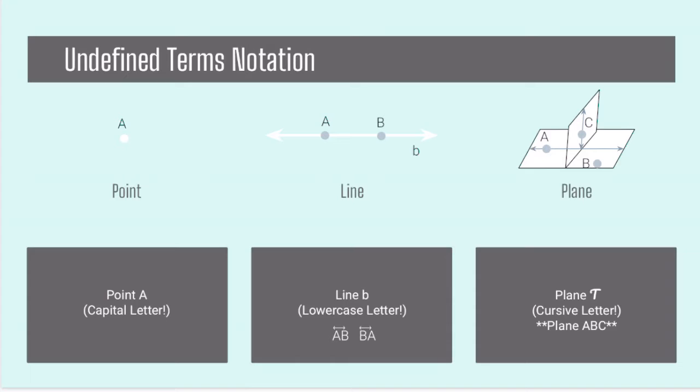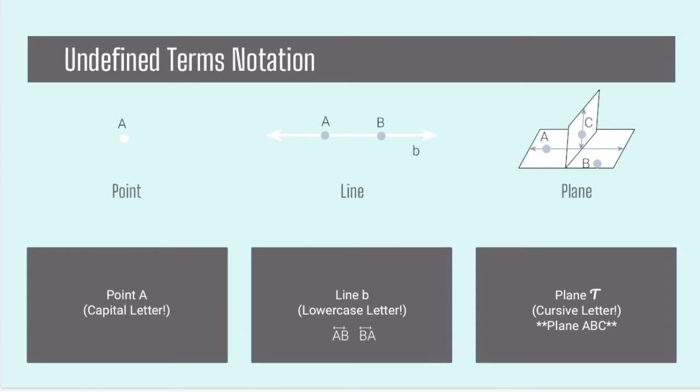Each of these undefined terms has individual notations so that they don't get mixed up. A point is noted as just a label and the word point in front of it. However, it must be a capital letter. So here, point A would be written as shown.